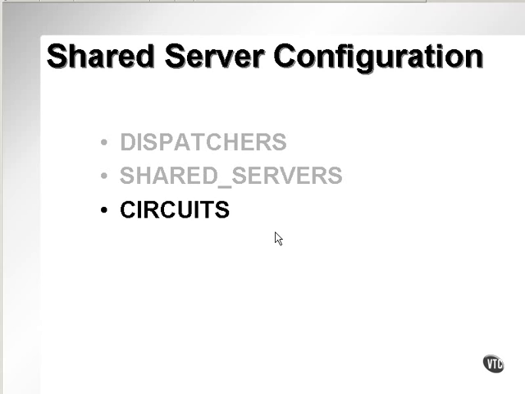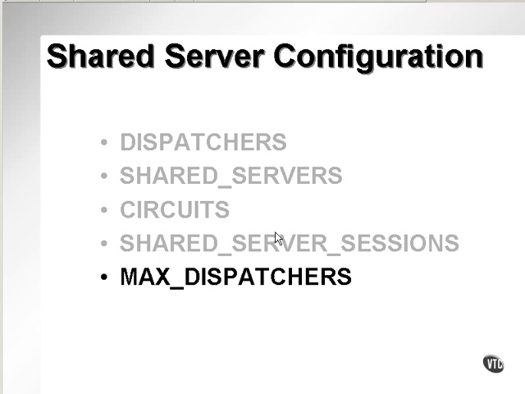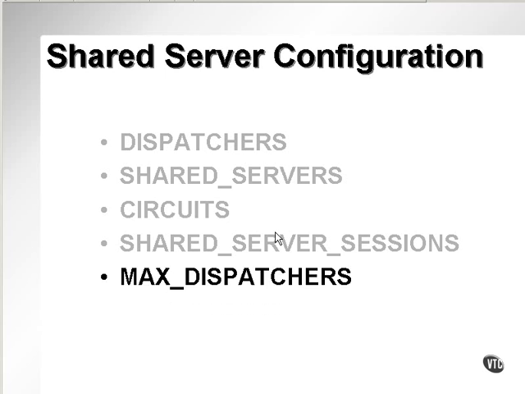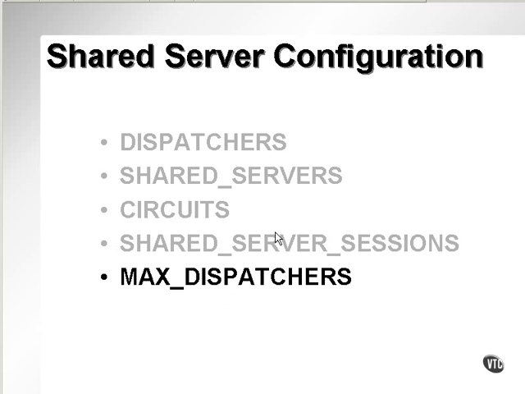The circuits is really a process or a chunk of memory allocated to each connection, each shared connection. Shared server sessions limits the number of sessions allowed for each shared server. Max dispatchers is the maximum number of dispatchers that can be started up. The same applies to max shared servers, as in maximum shared server processes that can be started up. So really what happens is a configuration passes between the minimum shared servers parameter, which is a value set on startup, and max shared servers, and the same applies to dispatchers and max dispatchers.